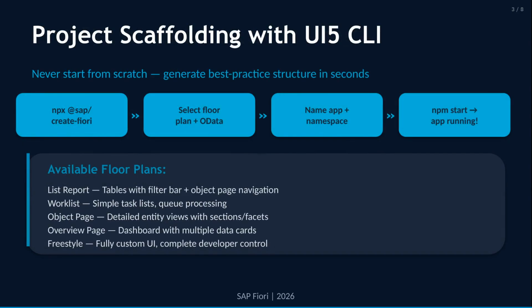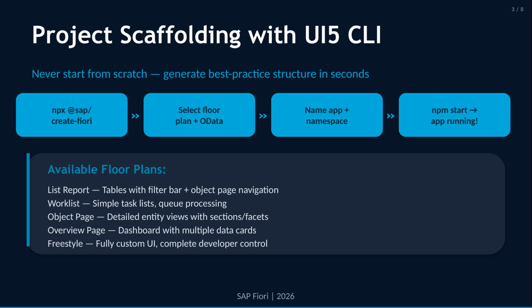The UI5 tooling command line interface is the backbone of modern UI5 development. Install it globally with npm install @ui5/cli -global. Once installed, you scaffold a new project in two ways. For a blank UI5 project, run ui5 init. For a full Fiori application with best practice structure, use the Fiori application generator, available in BAS or as a Yeoman generator in VS Code.